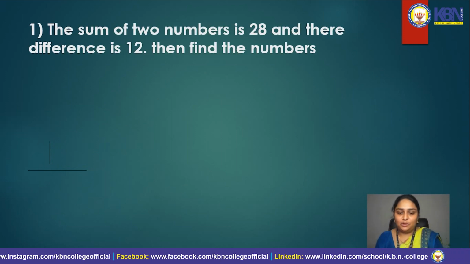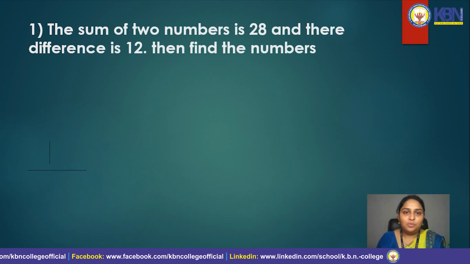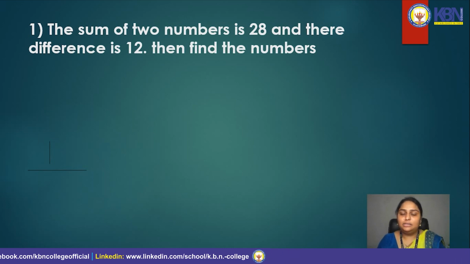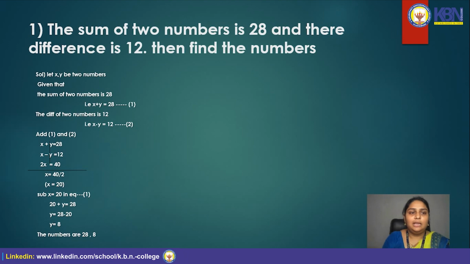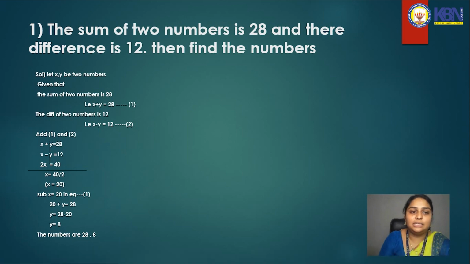And the next problem is the sum of two numbers is 28 and their difference is 12. Then find the numbers. Here given, first we have to assume the two numbers. Let x comma y be the two numbers. Here given hint is the sum of two numbers. That is, while adding those two numbers, we have the result 28. And the difference means while subtracting those two numbers, we have the result 12.